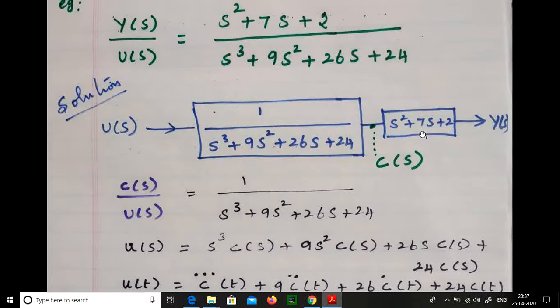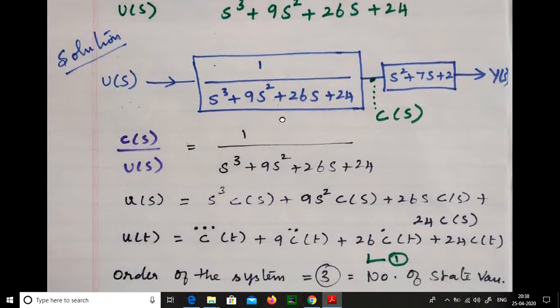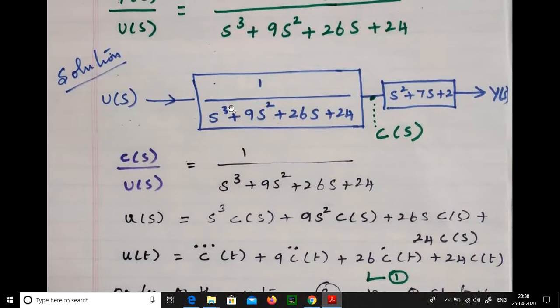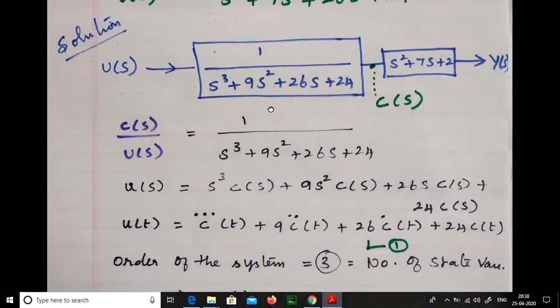As per the block diagram reduction technique, when two blocks are in cascade, to combine those two blocks into a single block, we have to multiply the two blocks' individual gain values. When we multiply these two blocks, we will obtain the given transfer function. Now, first let me take only the first block and obtain the state equation.